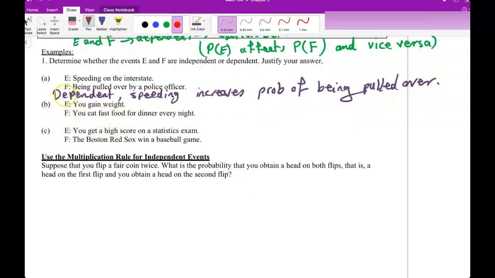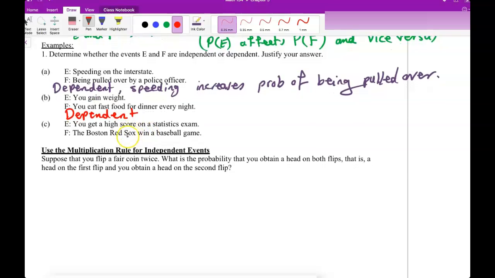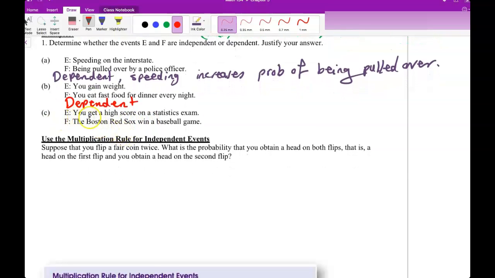Next one, again we have two events. The first one, you gain weight, and this event, you eat fast food for dinner every night. Obviously this one also is dependent, because gaining weight depends on eating fast food or maybe eating more than needed. So this is dependent.